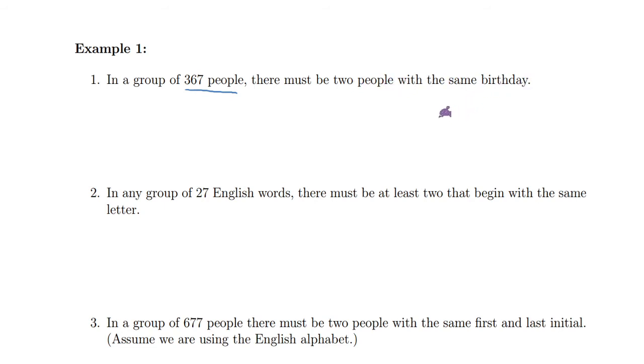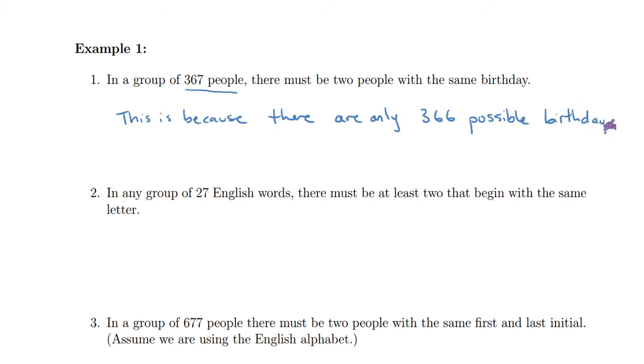Okay, well, why is that? Well, this is because there are only 366 possible birthdays, right? We're just talking about the month and the day, we're not talking about the year as well. So there's only 366 possible birthdays. This is including leap year, like this year, right?